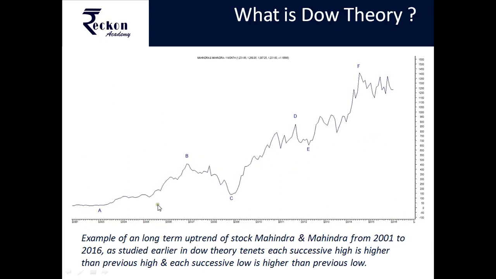Now if we look at this chart, this chart is of Mahindra and Mahindra from 2001 to 2015, and we can clearly see without any doubt that the stock is in an uptrend. The question is why. The answer is that we can see all the higher highs. F is higher than D and D is higher than B. Similarly, for the lows, we have higher lows. E is higher than C and C is higher than A. So this is a very clear picture of an uptrend for Mahindra and Mahindra from 2001 to 2016.